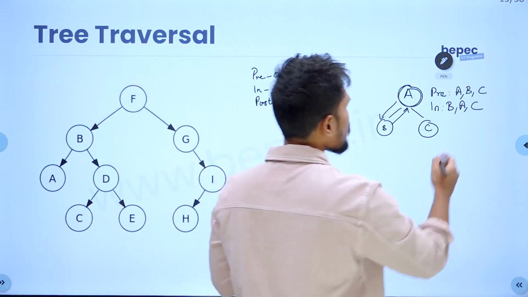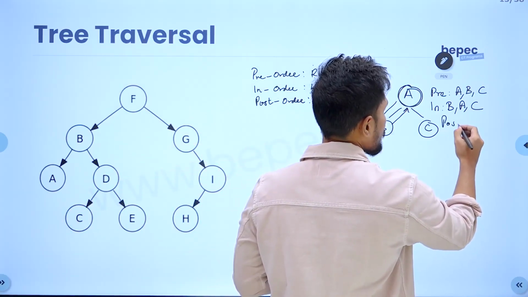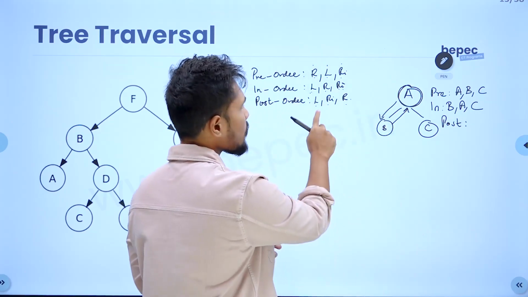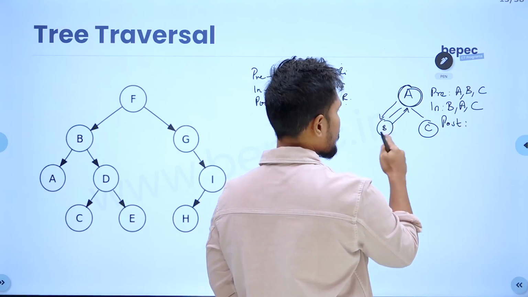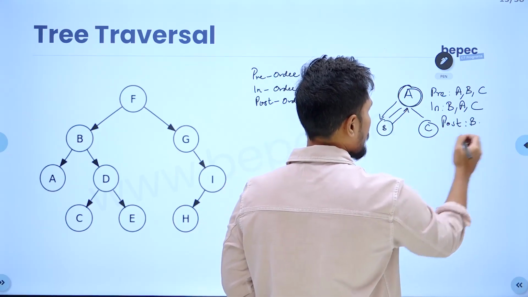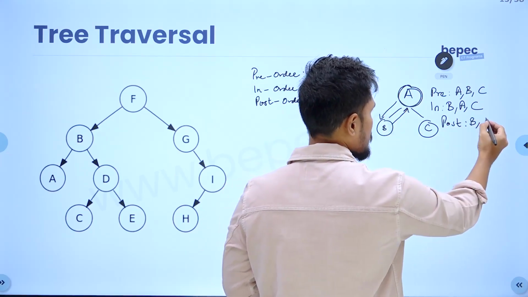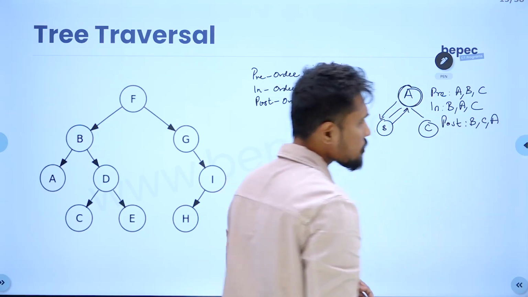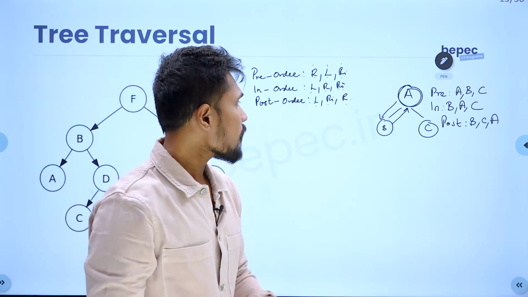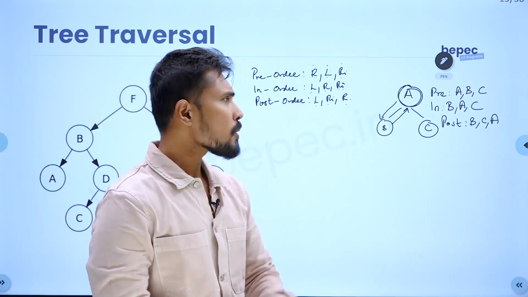Now what is post-order? We write it as post. The sequence is left, right, and root. We go to the left, which is B, then to the right, which is C, and then to the root, which is A. We call this your post-order traversal. So this is a very simple tree.